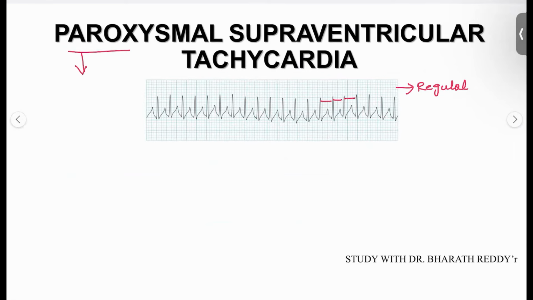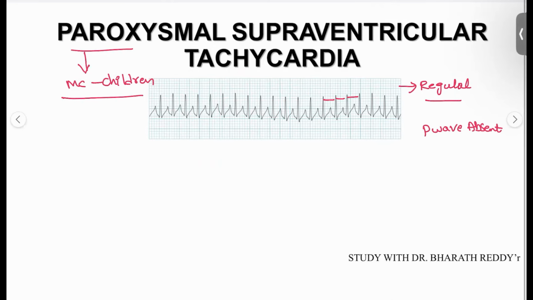And this is the most common arrhythmia presented in children, whereas your most sustained arrhythmia is atrial fibrillation. Most common arrhythmia overall in adults, that is your sinus tachycardia. In children, the most common arrhythmia is paroxysmal supraventricular tachycardia. And this is the regular rhythm. And what is the difference between the atrial fibrillation and the supraventricular tachycardia? It is regular and the P wave is absent.